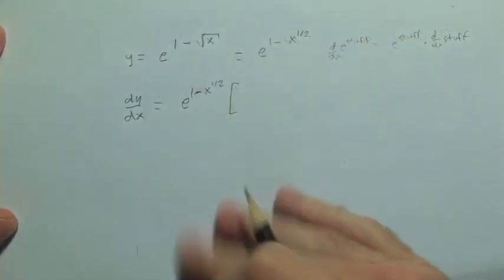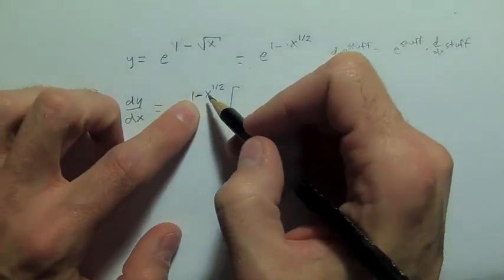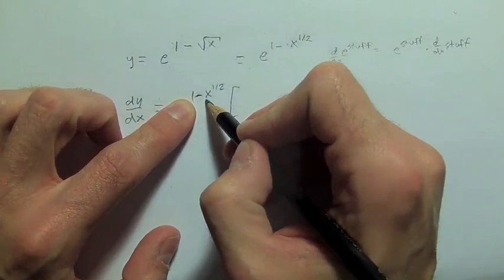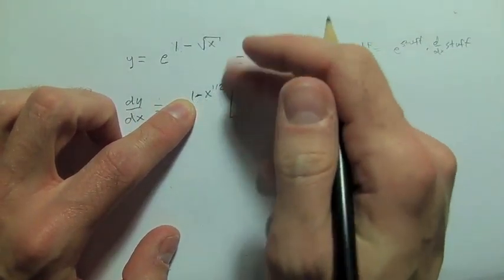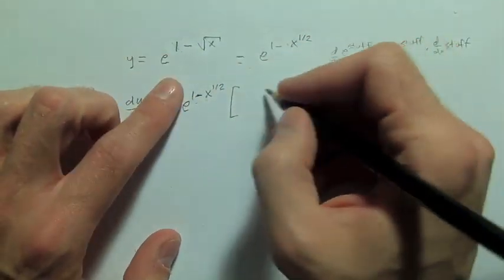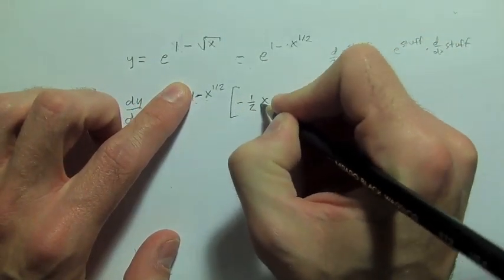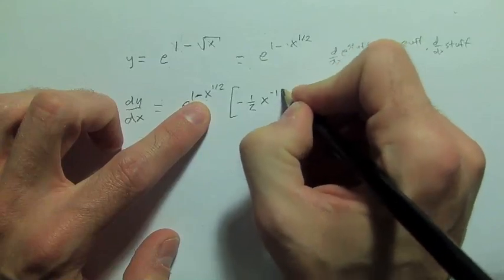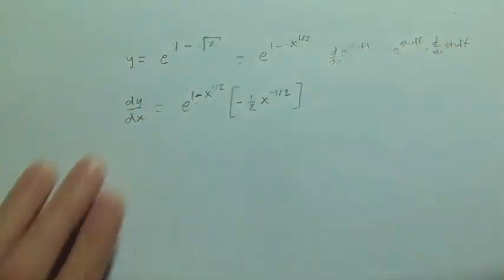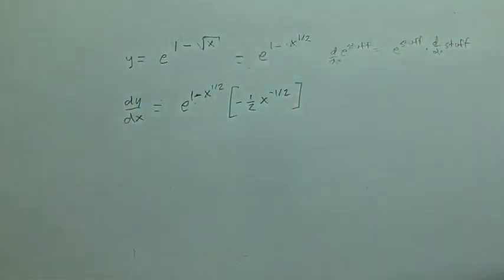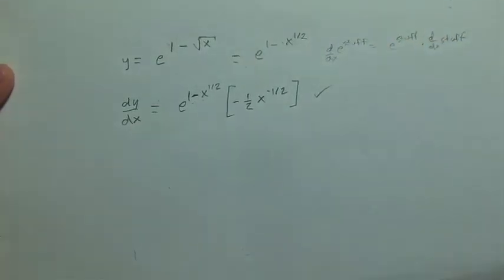Now I'm going to multiply it by the derivative of the stuff. So the derivative of the stuff now is 1 minus x to the 1/2. So the 1 will disappear, and now I'll get minus 1/2 x to the negative 1/2. Once we finish this off, for me, that's good enough. You can check this off and keep going.